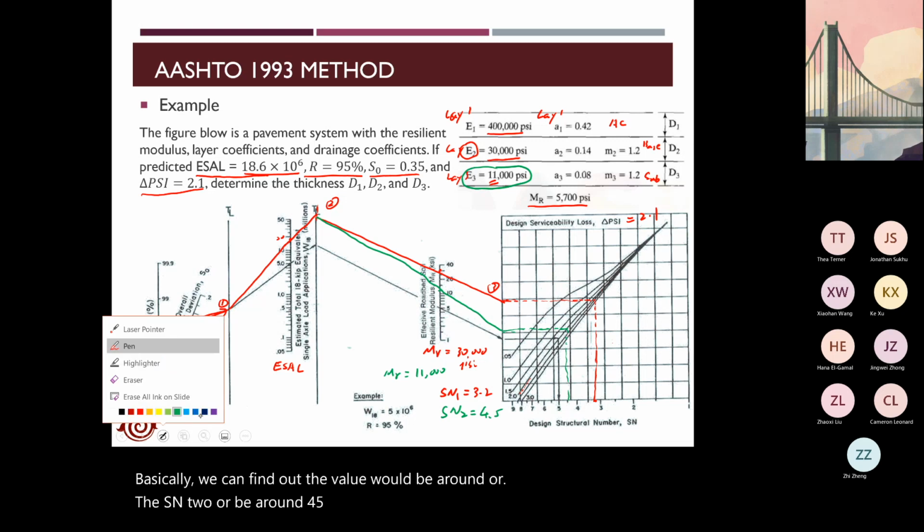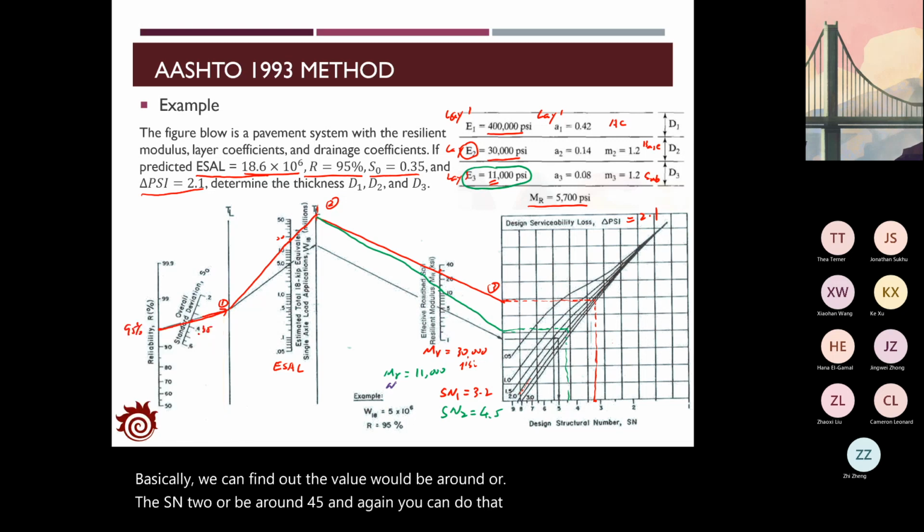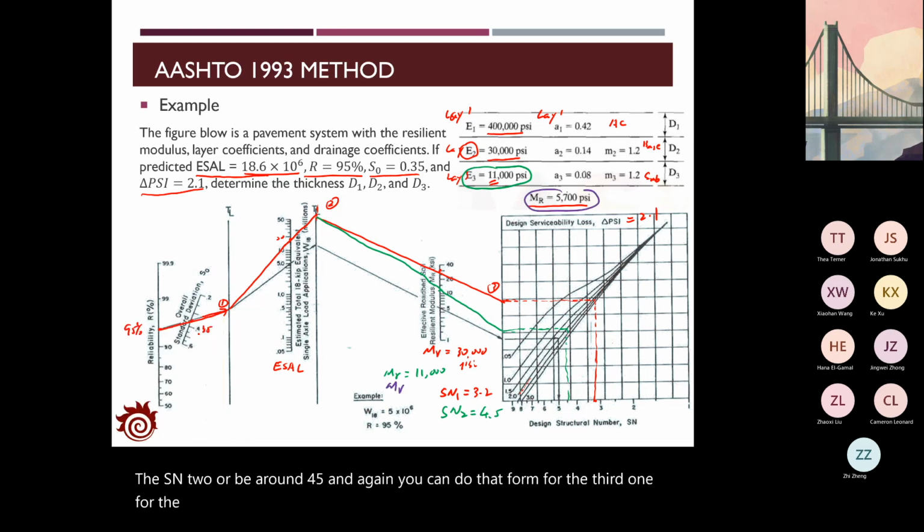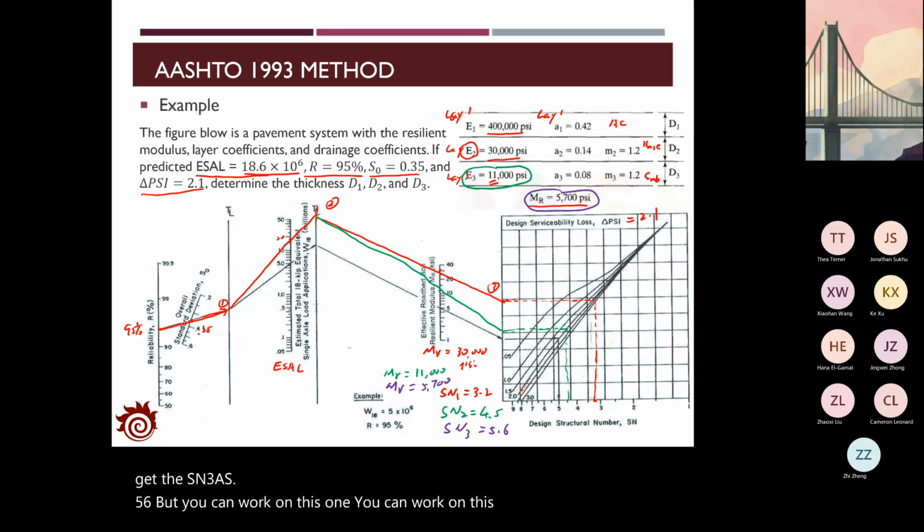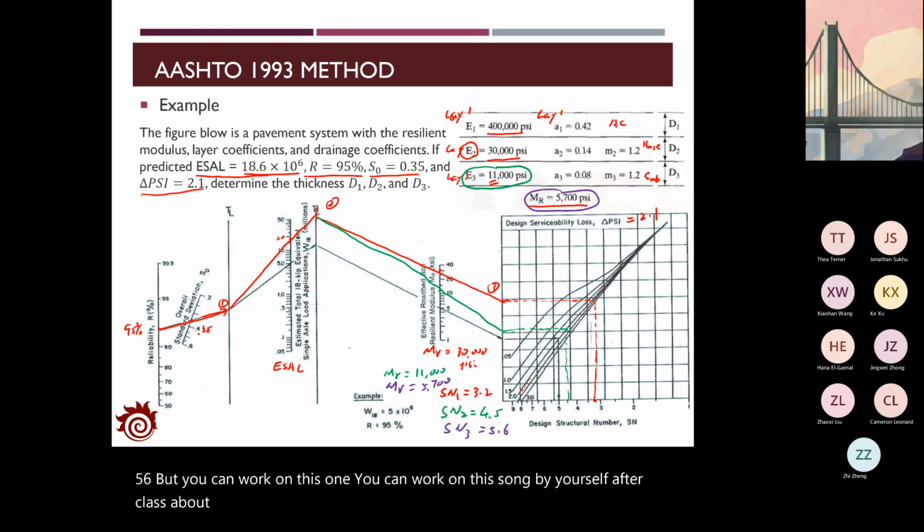And again, you can do that for the third layer with the MR of the subgrade, that is 5,500, and then you can get SN3 as 5.6. You can work on this one by yourself after class, about how to find the structure number, and see whether you can get values close to the ones I specified here.